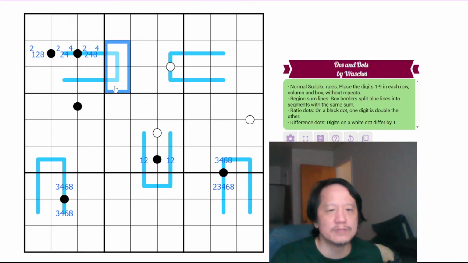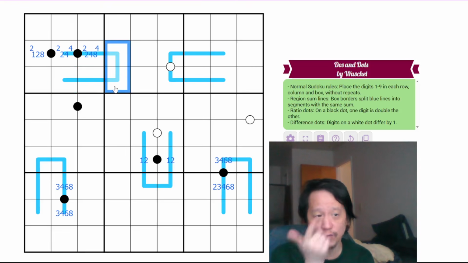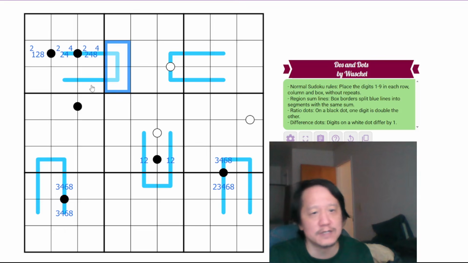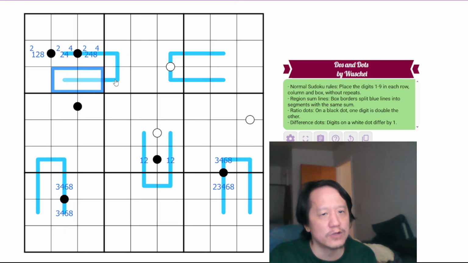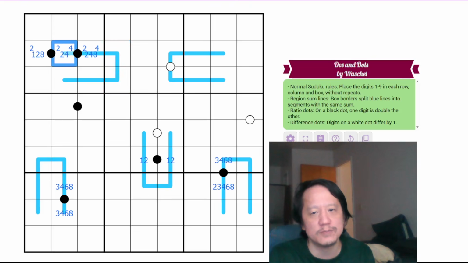But then this has to be 1 and 5, or 2 and 4, again, adding up to 6. And it can't be either, because the 2-4 pair here would eliminate 2 and 4 here. The 1-5 pair here would eliminate 1 and 5 as a possibility here. So this can no longer be either 1-5 or 2-4. So this has to be 4 and 8, which makes that 2.